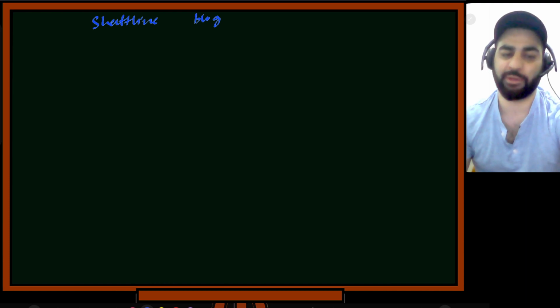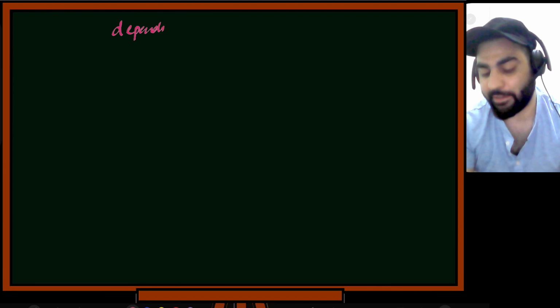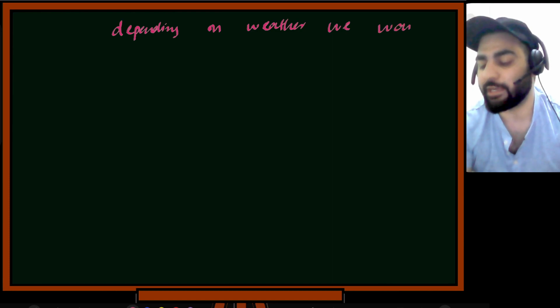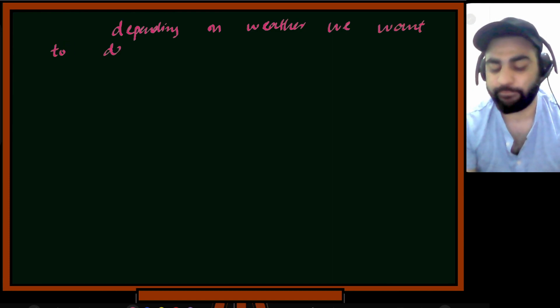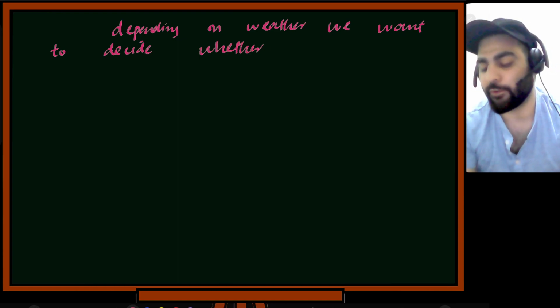So what is the example? We have to go for playing outside, but it depends on the weather. How the weather is outside, and based on that, we'll go to play outside. So depending on the weather, we want to decide whether to go for a play or not.